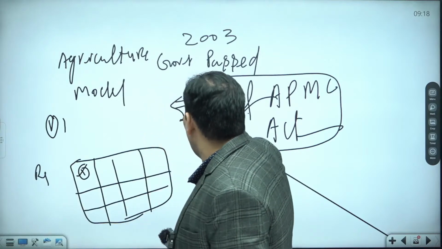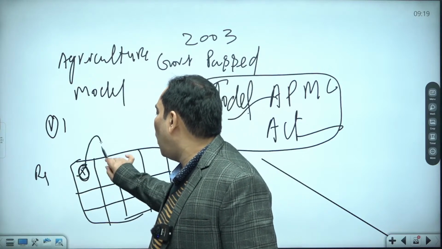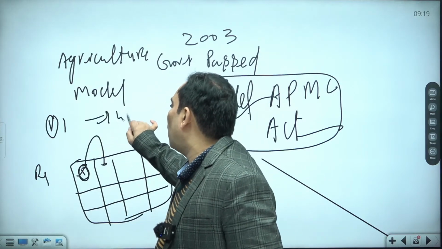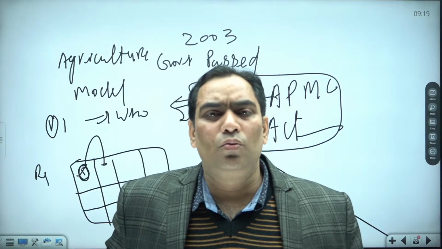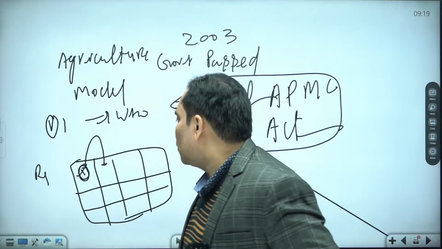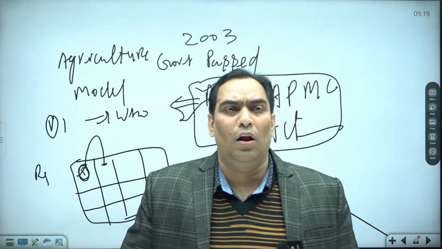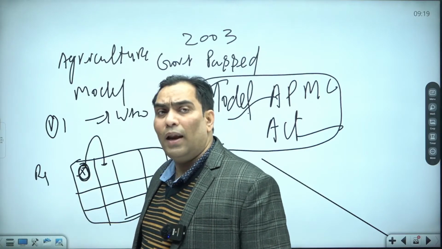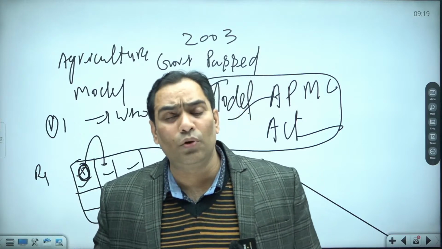Okay, now under this Model APMC Act, there was a provision that farmers of this region can sell throughout the state, anywhere throughout the state, to whomsoever they want to. They can sell to the consumer, to the retailer, to the retailer of agriculture processing products. That means whomsoever the farmer wants to sell to, the farmer will be in a position to sell his or her product. It is not necessary that the farmer has to sell his product in this anaj mandi only. They can sell in this anaj mandi, wherever, and to whomsoever they want to.